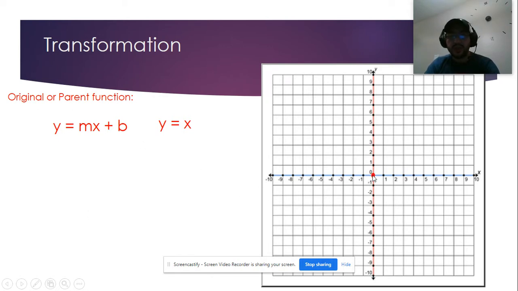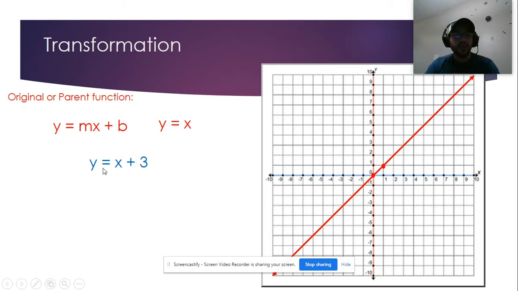Okay, so the y-intercept is 0 because the b will be 0, and the slope is 1. So going 1 up and 1 to the right, I get another point, and I can graph my parent function. Then using these, I want to compare other functions.